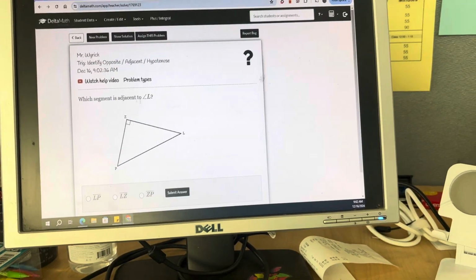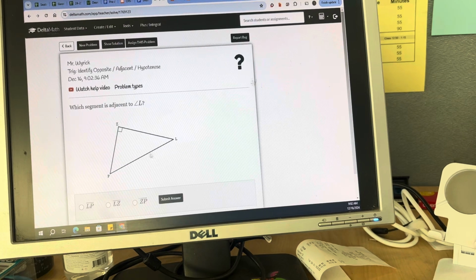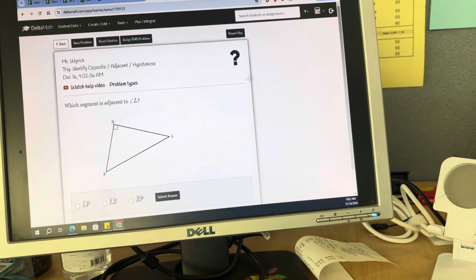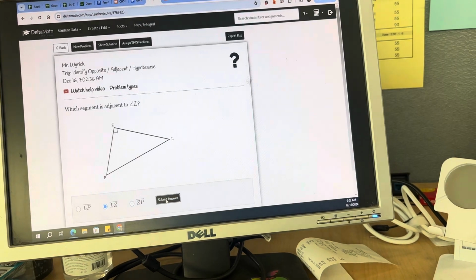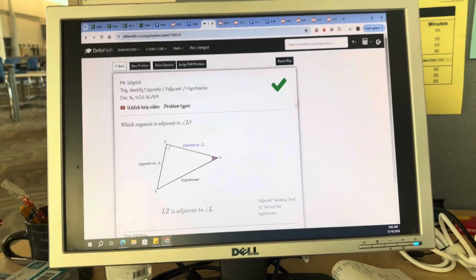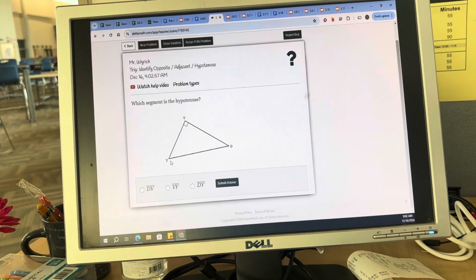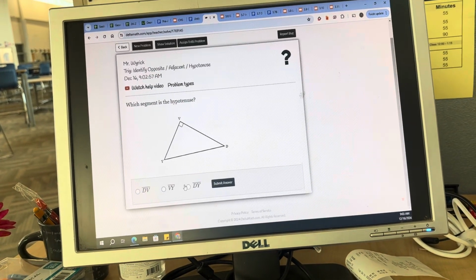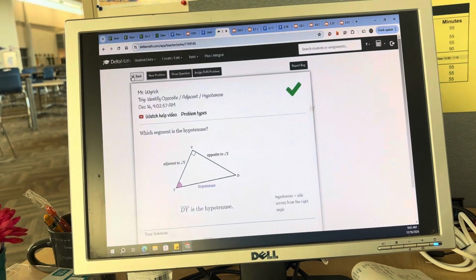Sorry, which segment is adjacent to angle L? Here's angle L, the one that's touching it. That's not my hypotenuse. This is my hypotenuse across from my 90-degree angle. So adjacent is going to be LZ. Definitely touching it. This is going to ask only about opposite, adjacent, or hypotenuse. So which segment is the hypotenuse? It's the one across from the 90-degree angle. That's DY.